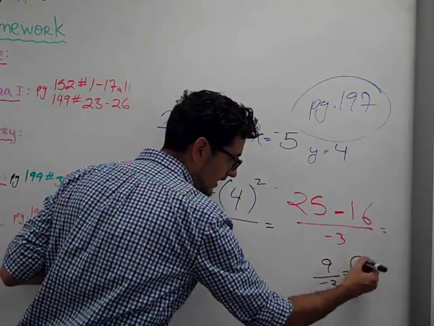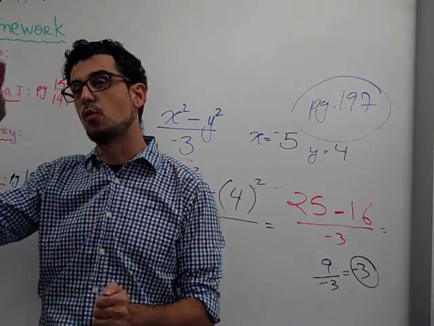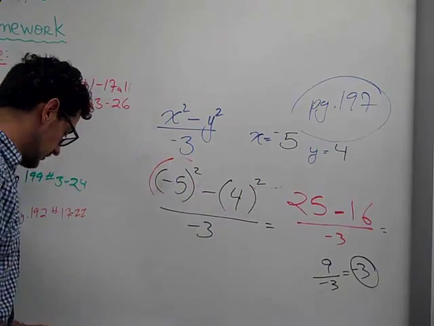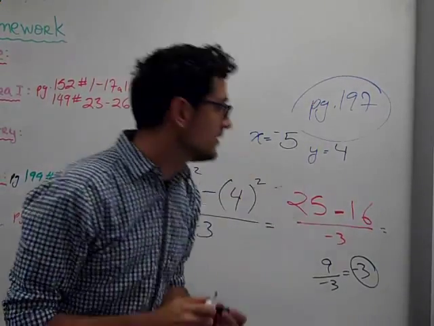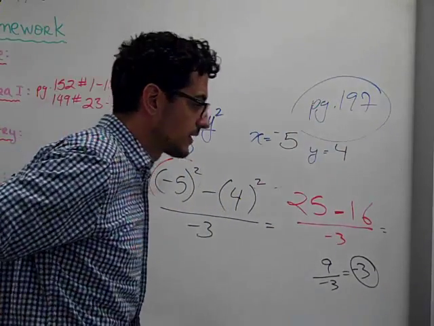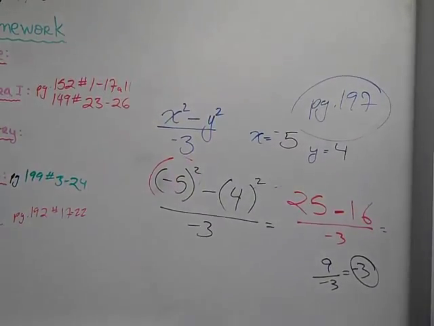Because a positive divided by a negative is a negative. Good job. That's correct. All right, let's do another one, because I'm pumped now. Here we go.